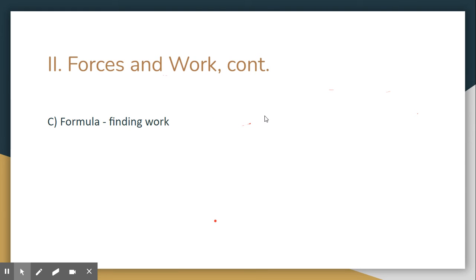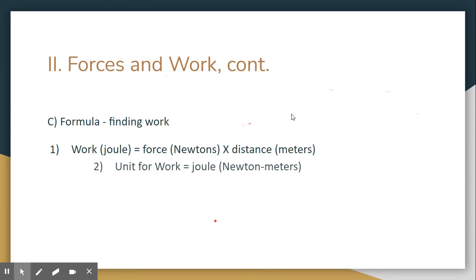Okay, so how do we find work? We've been doing this for the past couple of days, so I think that you guys are pretty familiar with this. But to find work, the SI unit is joules. Work is going to equal our force times our distance. We measure our force in newtons. We measure our distance in meters.